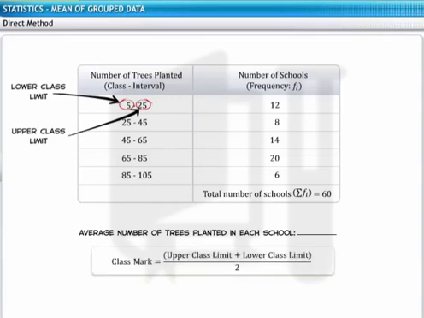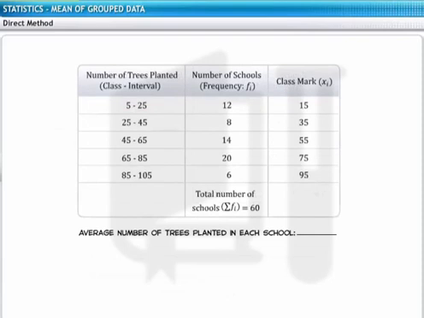Using the formula, we can calculate the class mark for each class interval. The class mark for the first class interval is equal to half the sum of 5 and 25. That is, half of 30, which is 15. Similarly, the class mark for the second class interval is 35. The remaining class marks are calculated and given in the table.